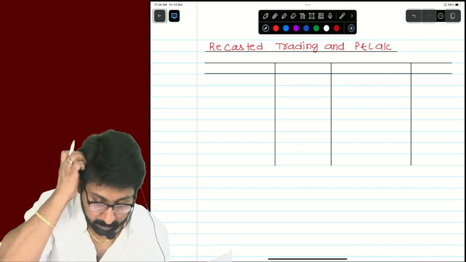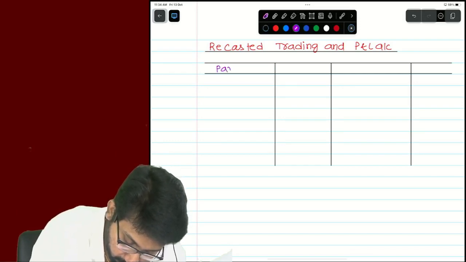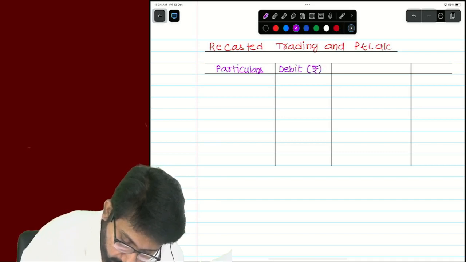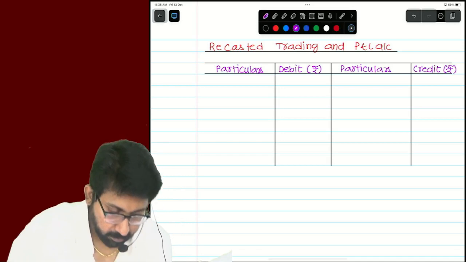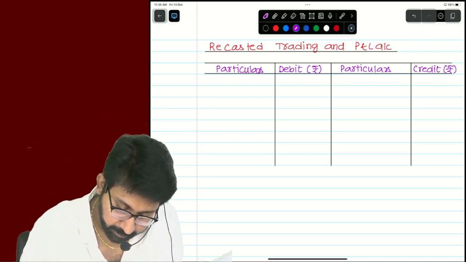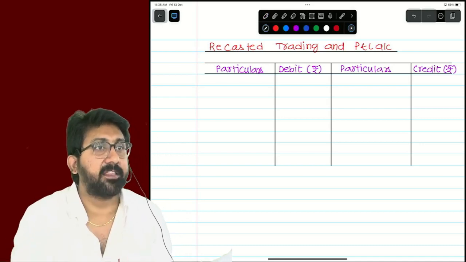Write down. Particulars, debit rupees, particulars, credit rupees. Write down. First one, fill the numbers in the order in which you calculated in the ratios.